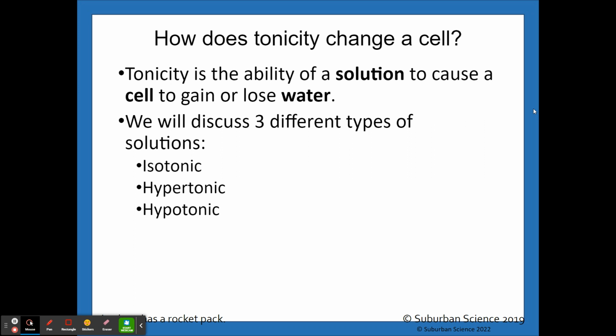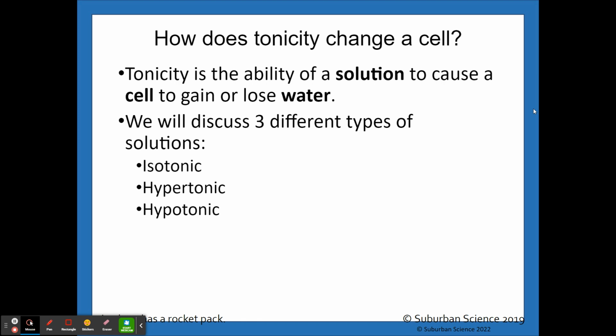So earlier today, we talked about diffusion and how we have different types of diffusion, whether that's passive or active. And again, we know that diffusion deals with the movement of substances across the membrane. Earlier, we talked about passive transport, where it does not require energy. But now today, I want to talk about a couple of different things.